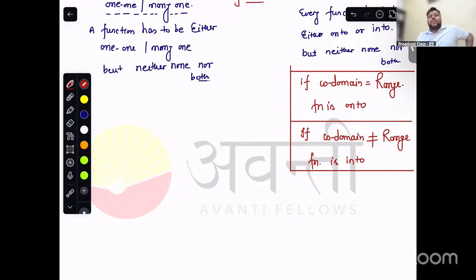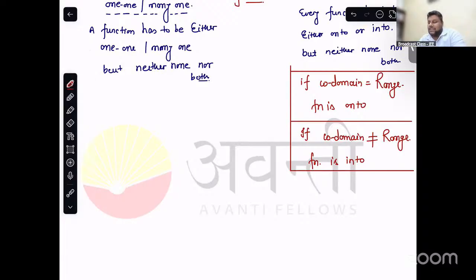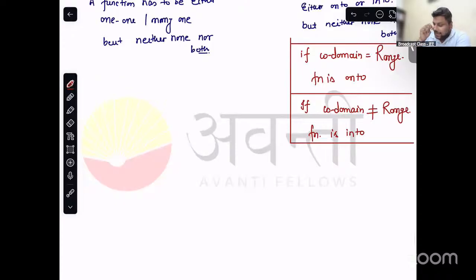From the last couple of lectures, we have been doing how to find the range of a function. So if we can get the range, and it is equal to codomain, it is onto. If it is not equal to codomain, then it is into. Now, there is a lot to talk about one-one and many-one. See, I'm making two mappings.